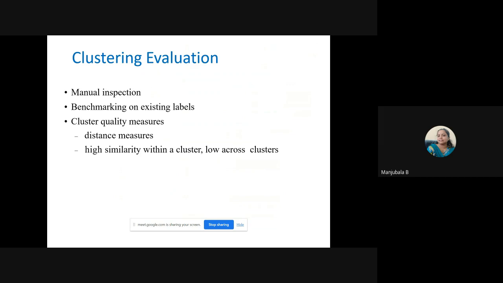So how to do the clustering evaluation? Once we have divided our data into several groups, you can manually inspect the clusters. It depends upon your problem domain. If you have some benchmarking on the existing labels in the existing data, you can evaluate also. And then the cluster quality measures. How to measure the cluster quality? For that, we use the Euclidean distance, and we have to take care of this: high similarity within a cluster and low similarity across the clusters. These two things we have to follow whenever we are forming the clusters for a given data set.